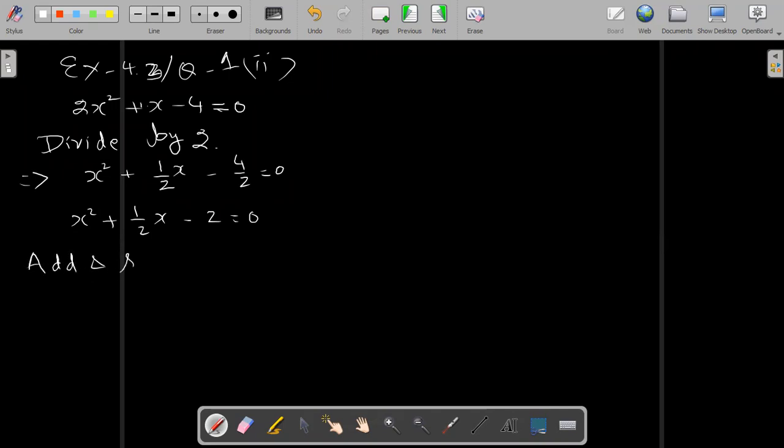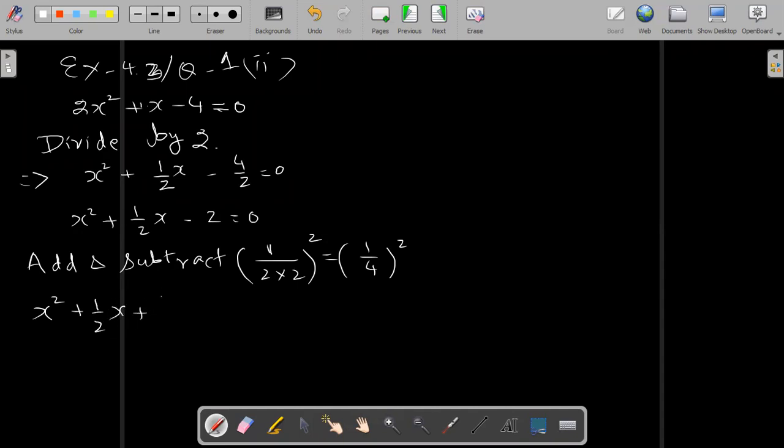Now add and subtract half of the coefficient of x. Whatever you get, b upon a, you can say. Add and subtract 1 by 2, here it is 1 by 2 divided by 2, and its whole square. That will be equal to 1 by 4 whole square. So first we will add: x square plus 1 by 2 x plus 1 by 4 whole square.